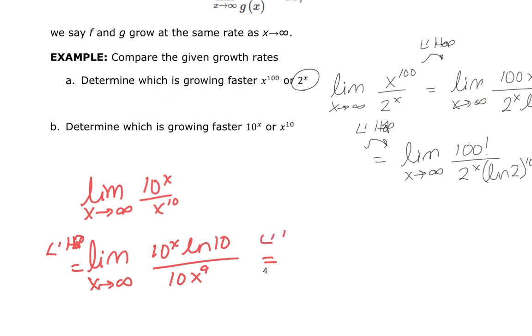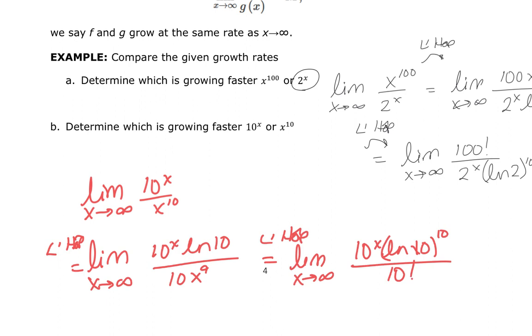Well, we know again that we're going to do L'Hopital's a bunch of times. The limit as x approaches infinity of 10 to the x times the natural log of 10, which is just a constant, I'm going to do this 10 times, and I'm going to have 10 factorial in the denominator. Again, 10 to the x is going to dominate, so 10 to the x will grow much faster, which is typically true. Exponentials grow way faster than polynomials, and this confirms it.